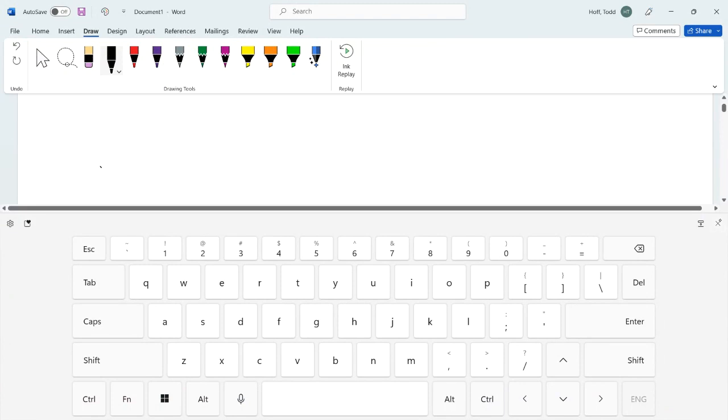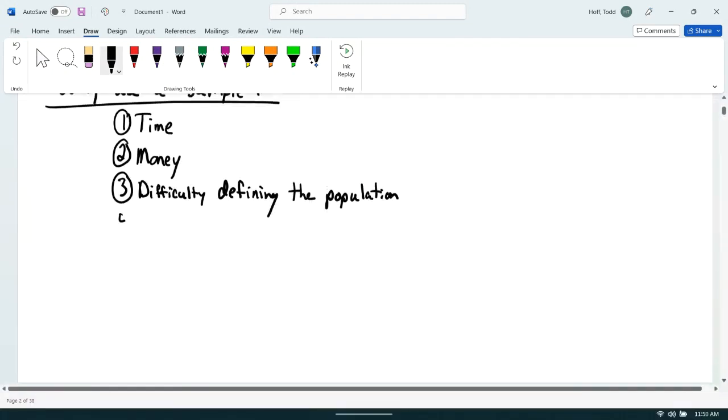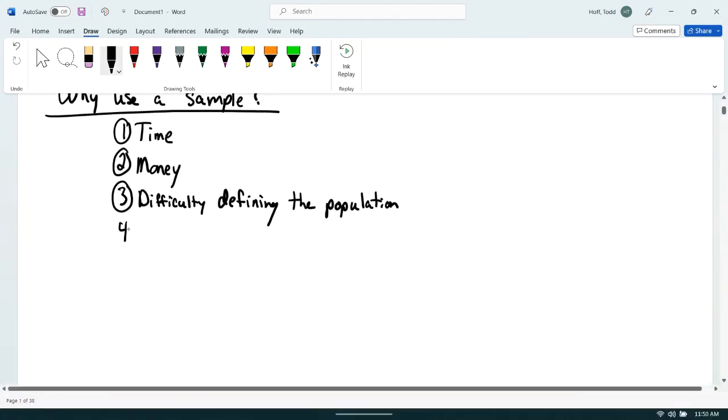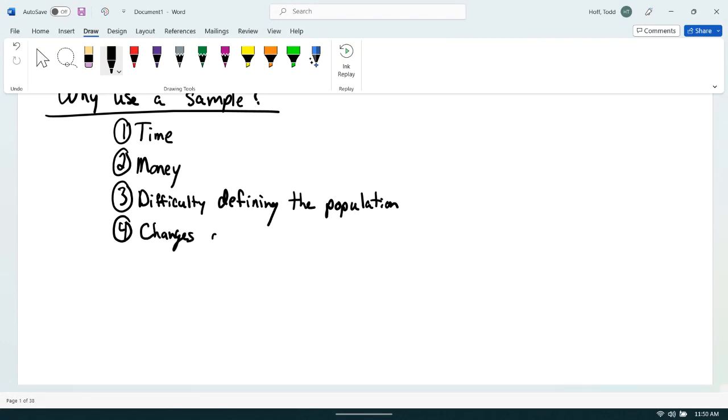Now this next one sounds like the same thing, but it's really quite different. This is changes over time. But I'm not talking about changes about who's in the population. I'm talking about changes to the members of the population themselves.